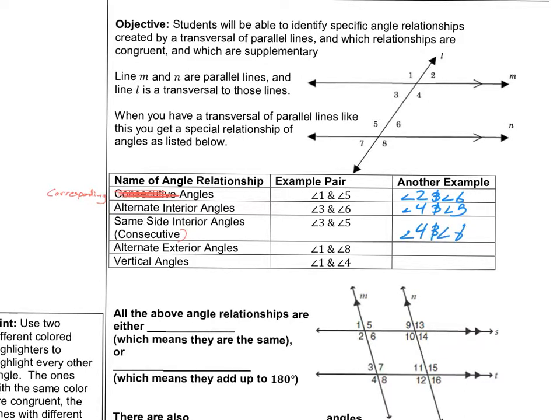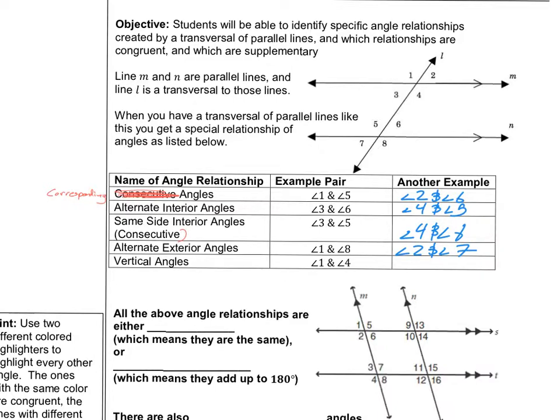Okay, alternate exterior, exactly what it sounds like. Exterior meaning that we're on the outside now, the exterior of the two parallel lines. And alternate meaning that we're going to be on opposite sides of the transversal. So that's why 1 and 8 is alternate exterior, and also 2 and 7 is an example of alternate exterior.